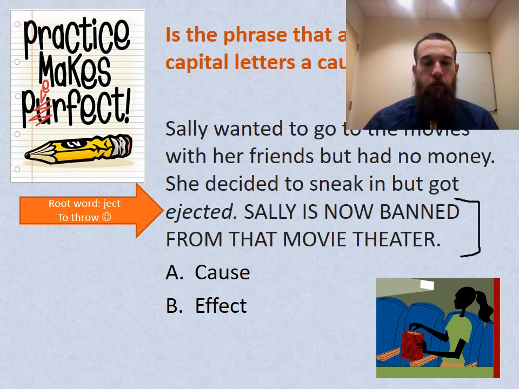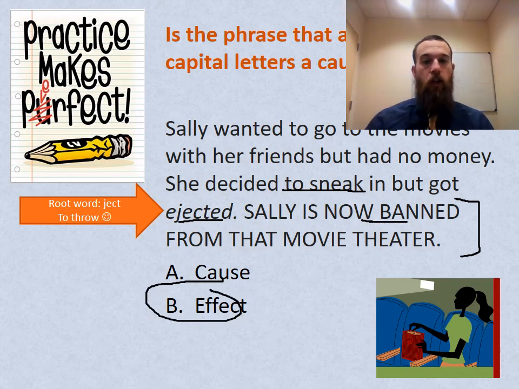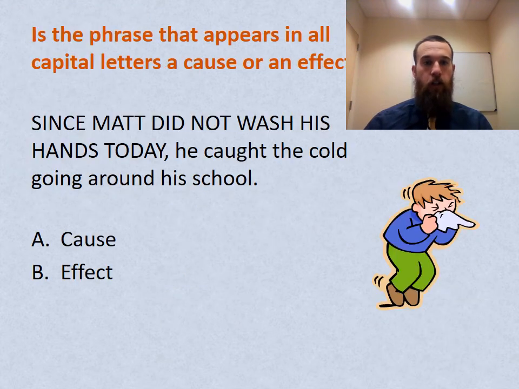So this should be our effect. Our cause comes before it, and it's Sally deciding to sneak in. That's our cause, that's the event that's happening. So because she snuck in and got kicked out, what happens as a result of that? She's now banned from the movie theater. So that is our effect. Because she snuck in, she got caught and kicked out, and the effect is that she's now banned from the movie theater. Let's try one more.